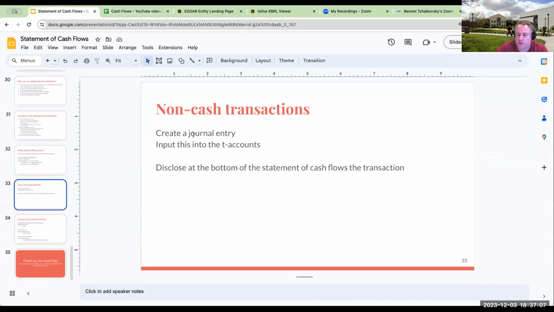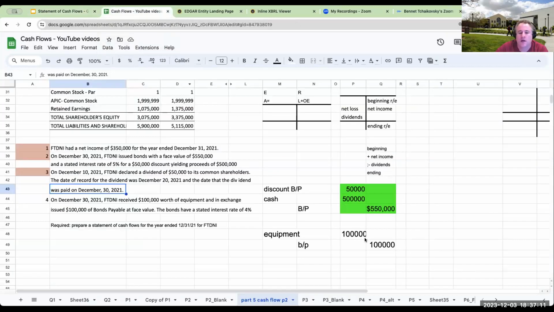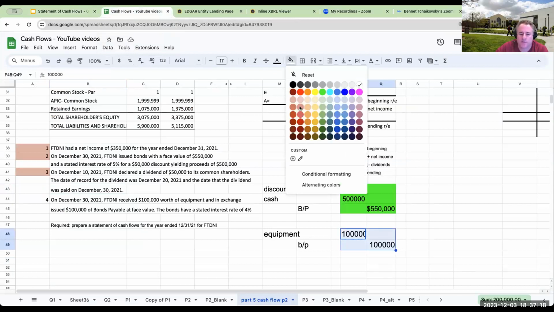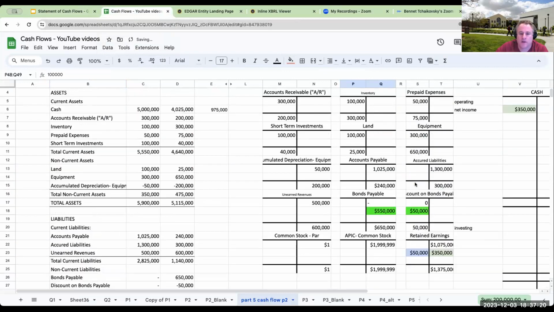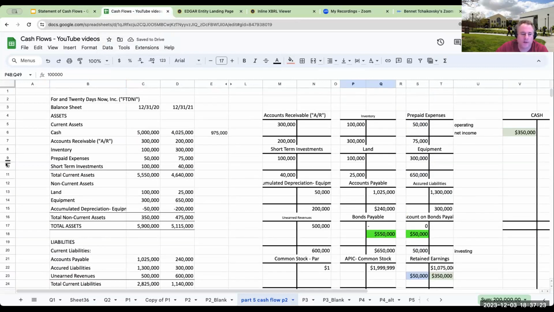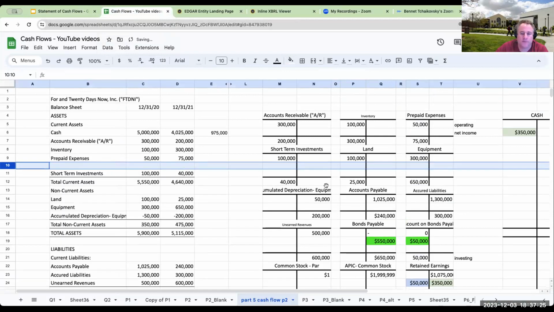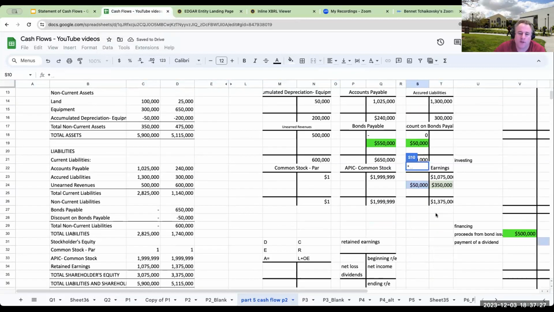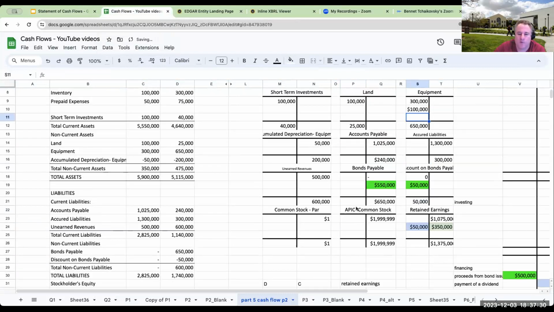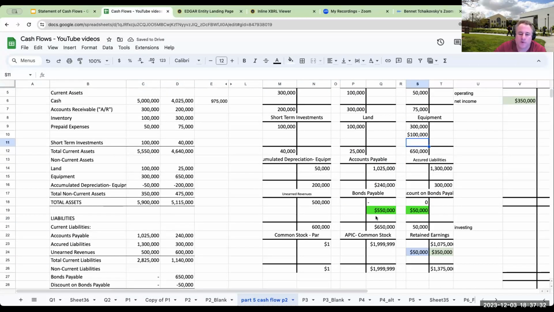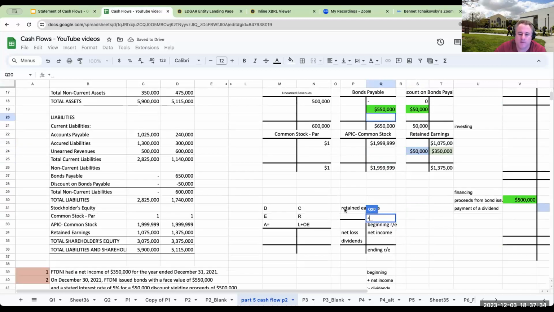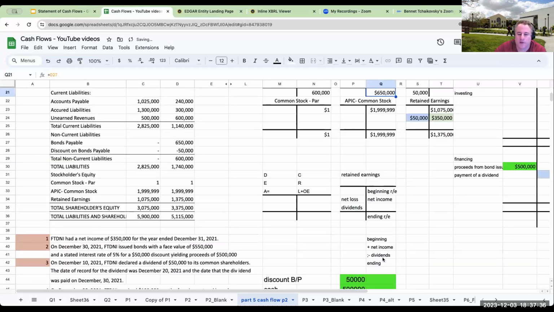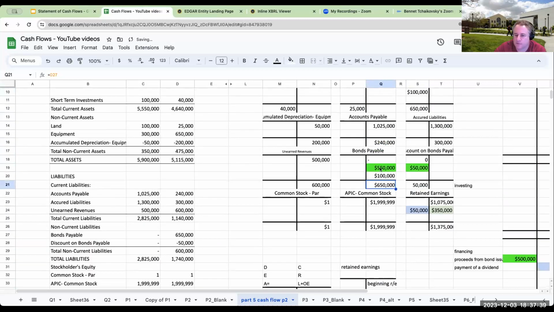I'm going to do the journal entry, which I just did. I'm going to put it into the T accounts, and I'm going to disclose it at the bottom of the statement of cash flows. So let's come over here. I'm going to show equipment, give ourselves a little bit more room. My equipment is going up by 100,000. I'm also crediting bonds payable. This is also going up by 100,000, right?